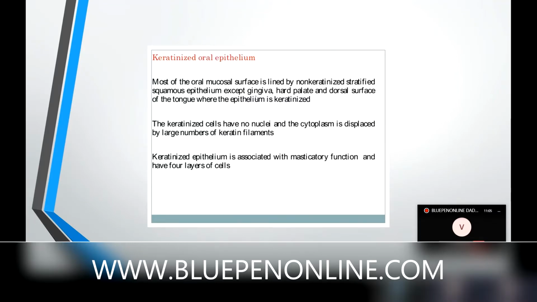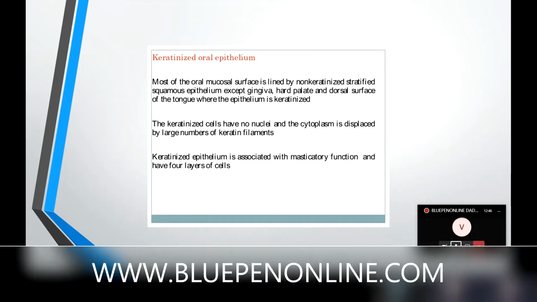Now coming to keratinized oral epithelium. Most of the oral mucosal surface is lined by non-keratinized stratified squamous epithelium except gingiva, hard palate, and dorsal surface of the tongue, where the epithelium is keratinized. See, in the oral epithelium, there are a few parts which are keratinized and others which are not. Gingiva, hard palate, and the dorsum of the tongue are keratinized. All other places are not keratinized. Soft palate and everything else is not keratinized.